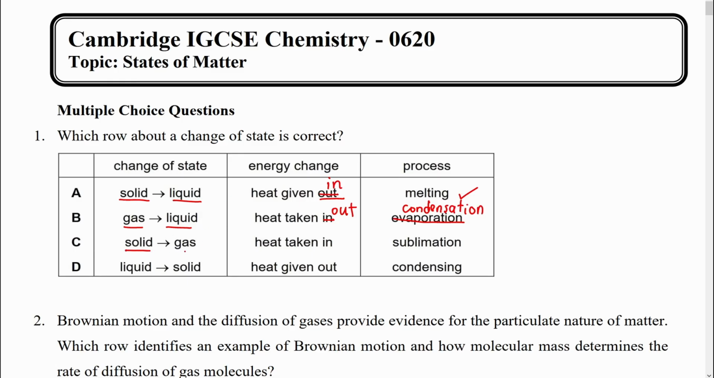Option C here says from solid to gas and heat is taken in. Yeah, that's correct. And the process is called sublimation. That's correct. So the answer here is C.